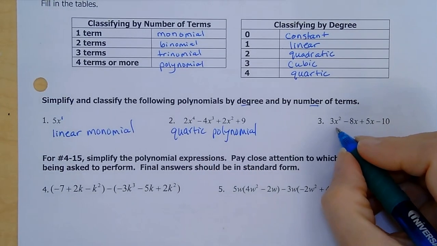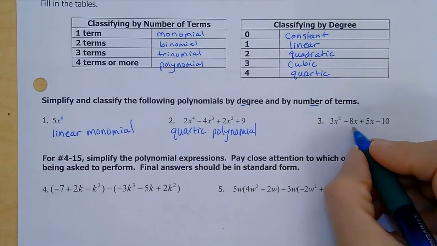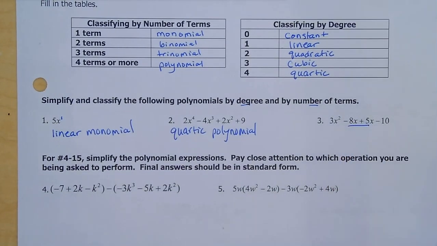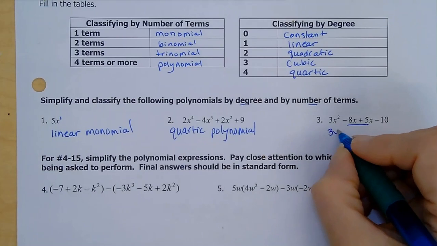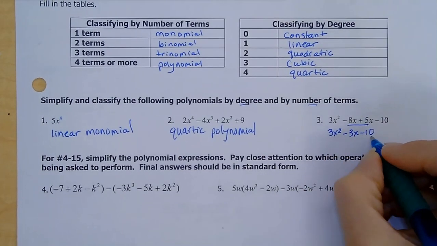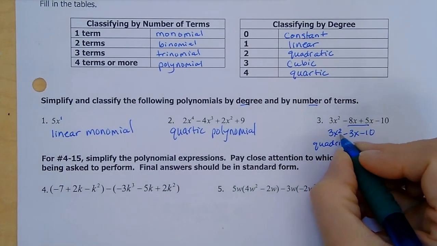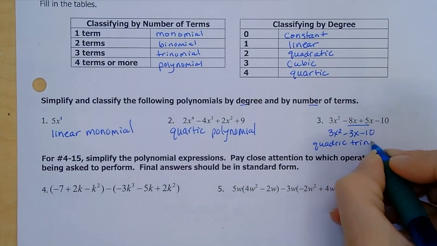Okay, here I have 3x squared minus 8x plus 5x minus 10. Don't be fooled, there is something that I can do, right? I can combine those. So I'm going to first simplify. So I have 3x squared minus 3x minus 10. Now I can see that I have a quadratic, 1, 2, 3 trinomial.